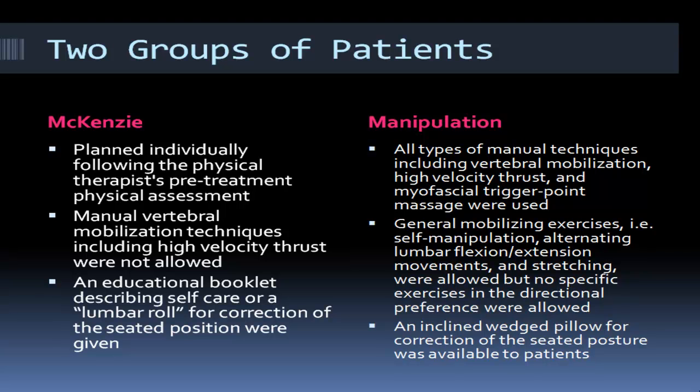For the manipulation group, all types of manual techniques including vertebral mobilization, high-velocity thrust, and myofascial trigger point massage were used. General mobilizing exercises such as self-manipulation, alternating lumbar flexion extension movements, and stretching were allowed, but no specific exercises in the directional preference were allowed. Also, an inclined wedged pillow for correction of seated posture was available to patients.